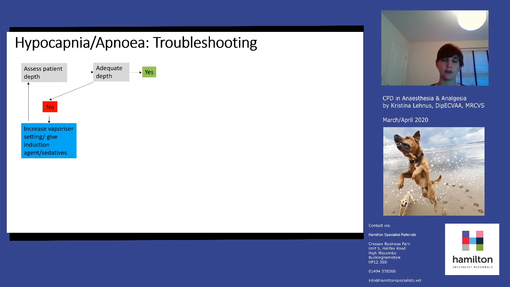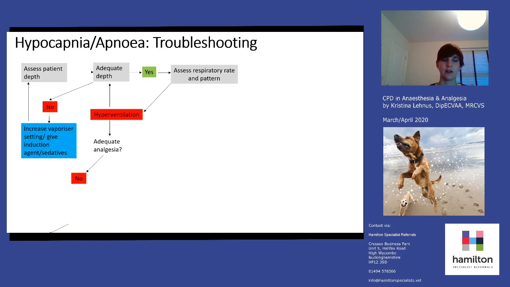If your depth is adequate, however, then you need to assess your respiratory rate and pattern. If you're hyperventilating, then either that's because you've got inadequate depth of anesthesia and you need to recheck that and potentially increase your vaporizer setting. Or if we've got inadequate analgesia, we might be panting because we're painful. So if that's the case, then give additional analgesia. If you think you've just given it and your analgesia will be effective probably, then it's probably a case of starting IPPV to take control of the breathing pattern.